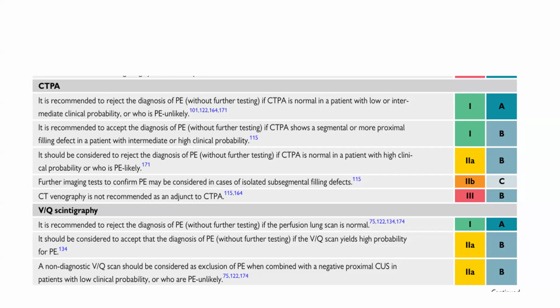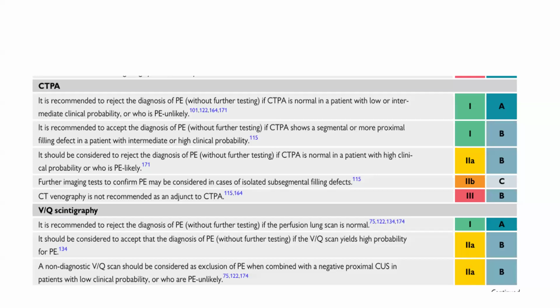Further imaging tests to confirm PE may be considered in cases of isolated subsegmental filling defect. CT venography is not recommended as an adjunct to the CTPA. Then VQ scintigraphy. It is recommended to reject the diagnosis of PE if the perfusion lung scan is normal. It should be considered to accept the diagnosis of PE if the VQ scan yields high probability of PE.